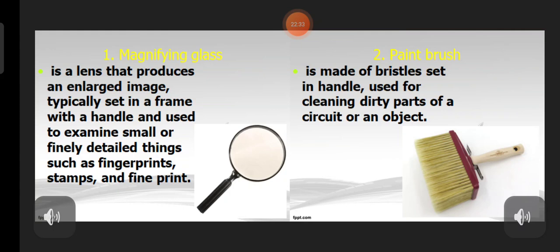A paintbrush is an example of an auxiliary tool which is made of bristles set in a handle, used for cleaning dirty parts of a circuit or an object.